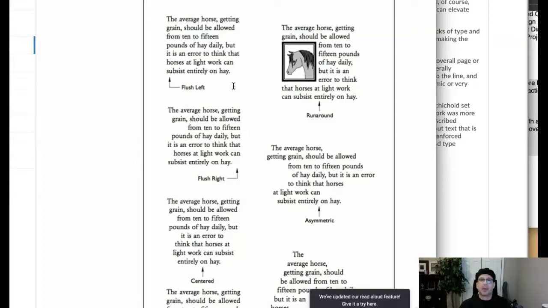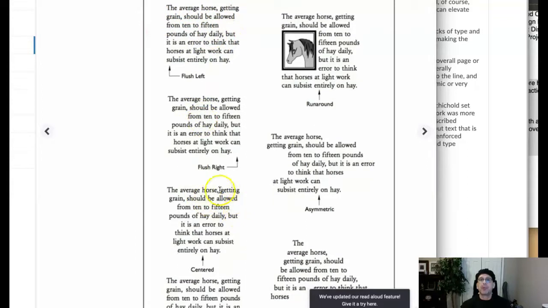For example, we can clearly see right here that flush left, left aligned, rag right type is much more readable. It's the same legibility. The letters are exactly the same, but this is much more readable than this centered type. Why? Because of those saccadic jumps, right? And flush right is not as easy to read as flush left, but it is easier to read than centered.